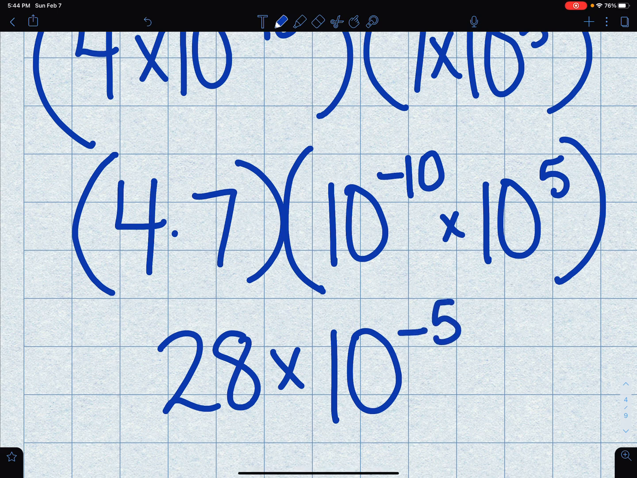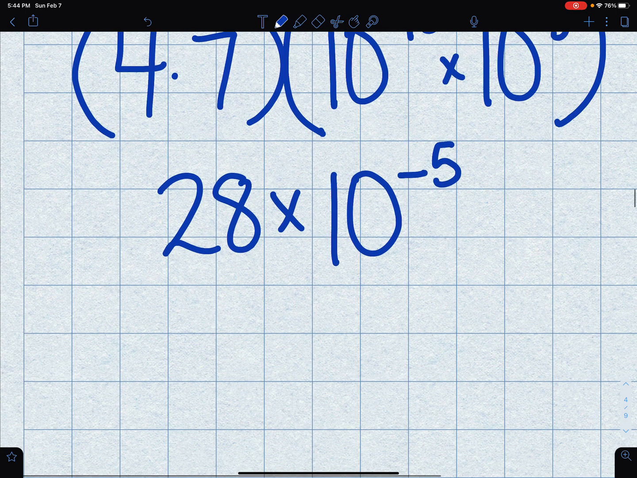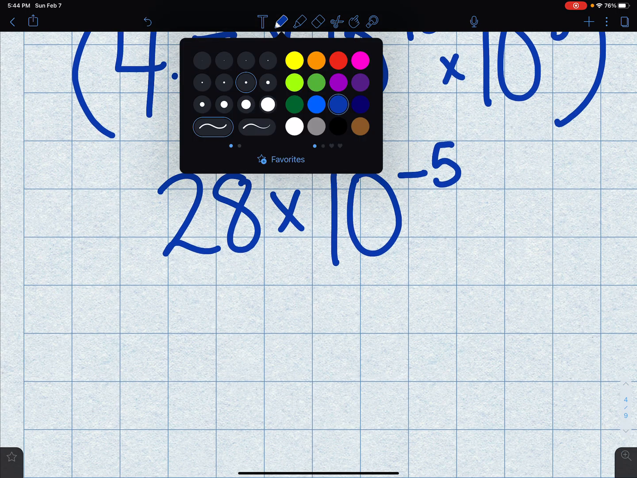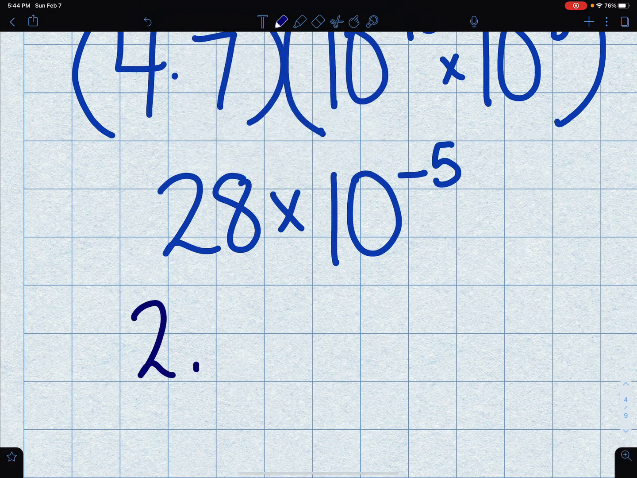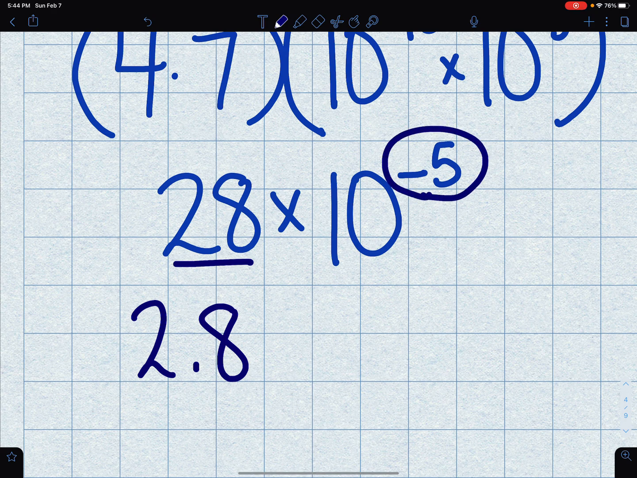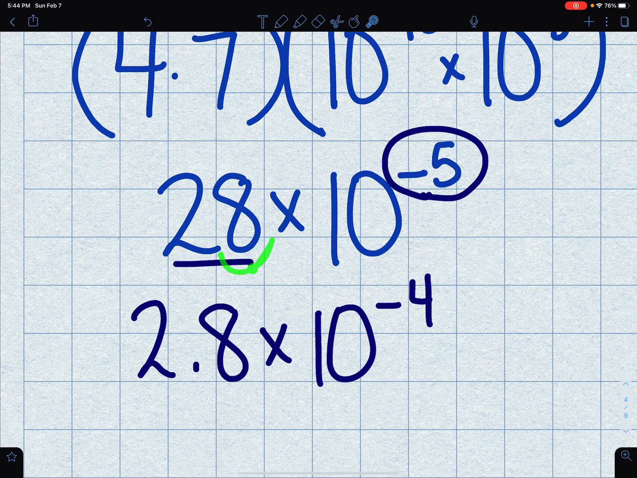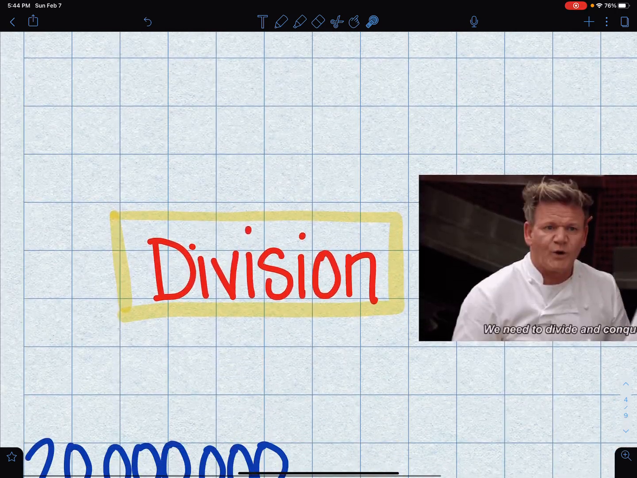But this answer, you'll notice, is not written in scientific notation because the decimal is not in the proper place. So we need to change it to 2.8. Now I'm making this number smaller, so I'm going to make this exponent go to the right on the number line. So it's going to be 10 to the minus 4, because I moved it one spot over, so this just needs to move by 1. Sweet. Okay, that's it. Easy peasy, right?